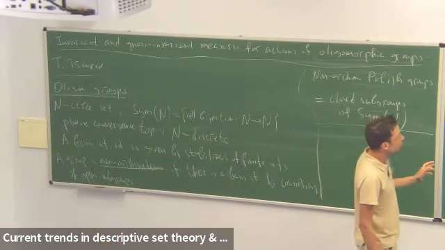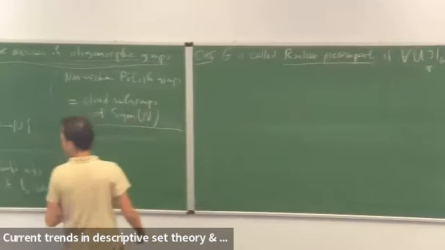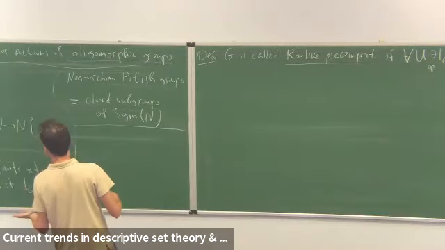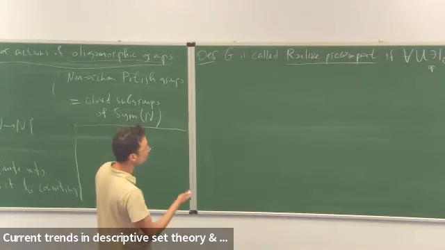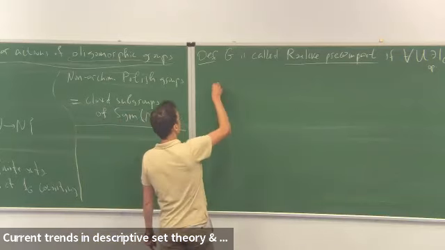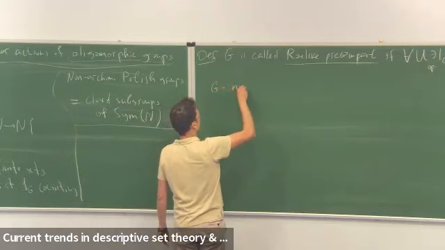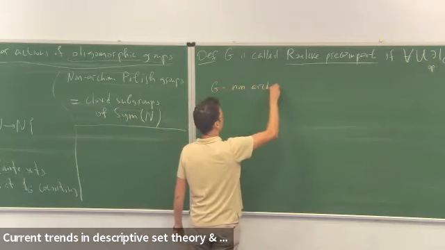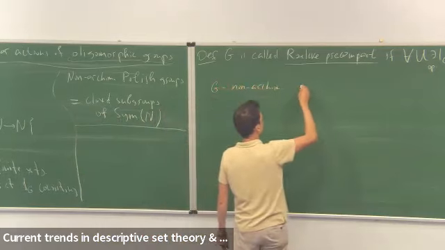For non-Archimedean groups, this definition becomes simpler, but there is something slightly more you can say. If G is non-Archimedean, then this is equivalent.